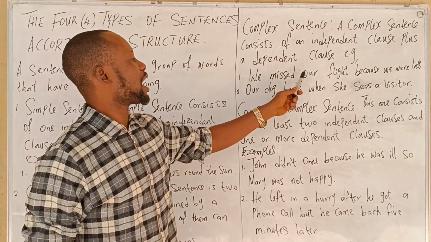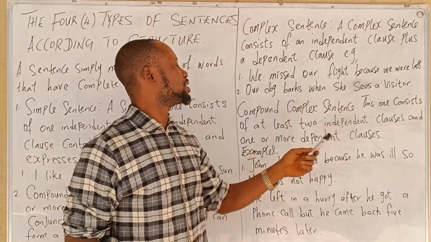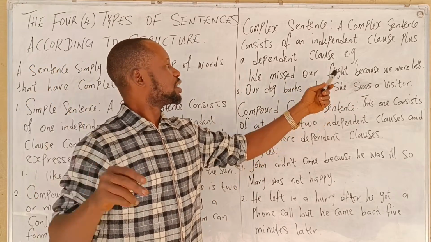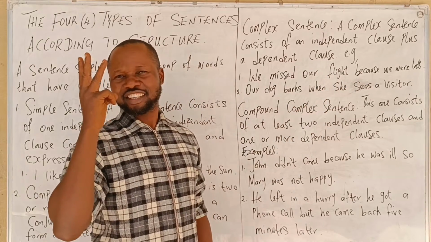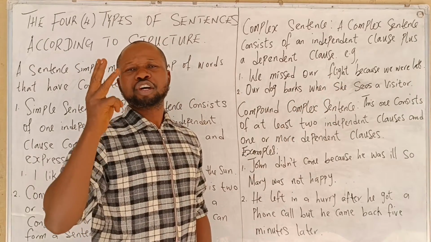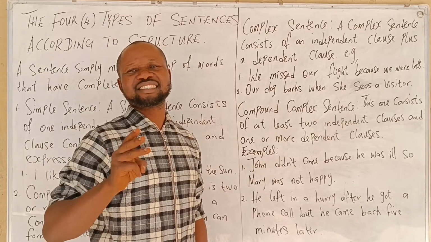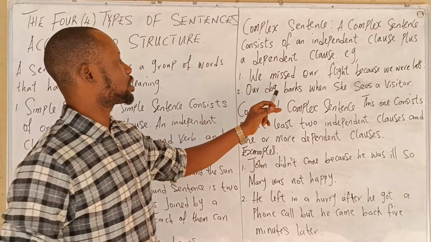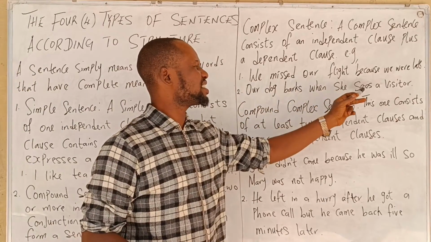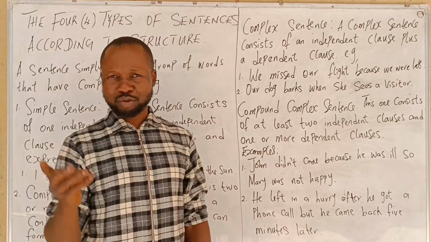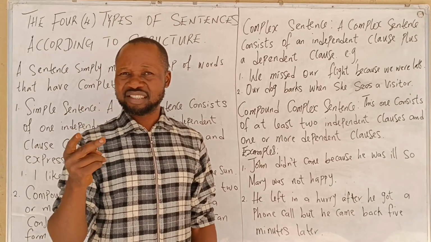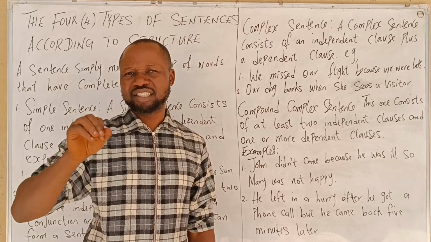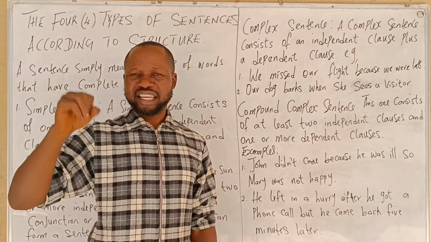Now let's look at the example. We missed our flight because we were late. We missed, 1. Our flight, 2. Because we were late, 3. So that is what we call complex sentences, 3 pieces of information. Now let's take another example. Our dog barks when she sees a visitor. Our dog is 1, barks 2, when she sees a visitor 3. So you see, we are having 3 messages or 3 pieces of information in complex.